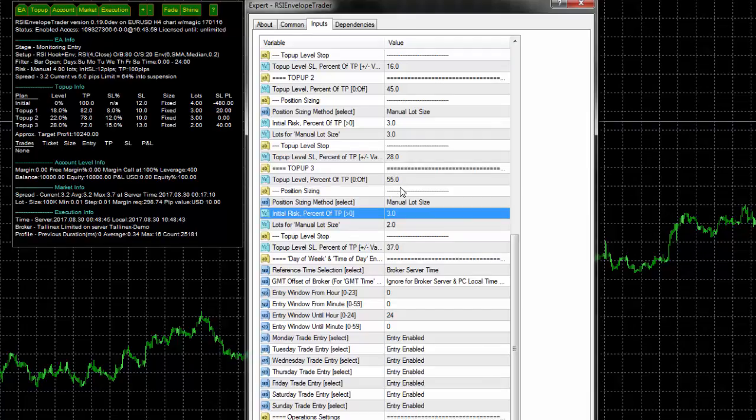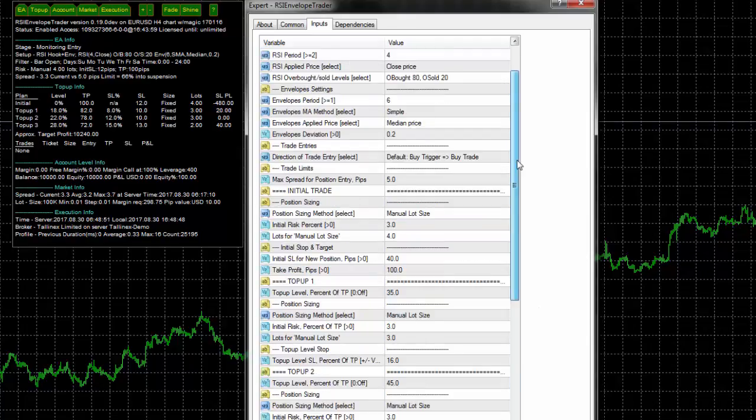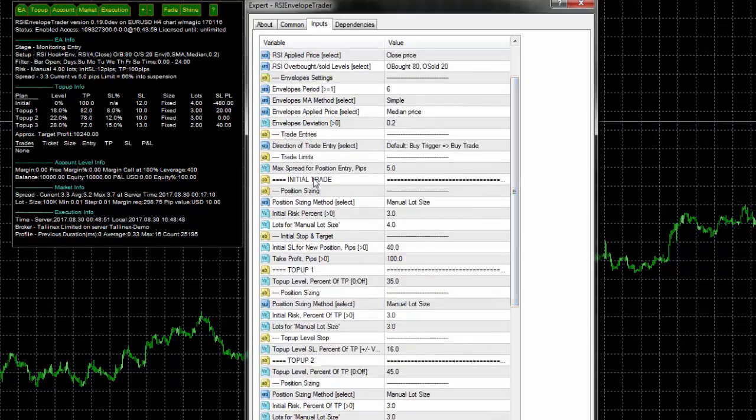Now I'm going to make some changes to the lot sizing to make it more conservative. So initial trade, instead of 4, I'm only going to put in half a lot. And over here, instead of 3, I'm going to put in 0.4. And over here, instead of 3, I'm going to put in 0.6.